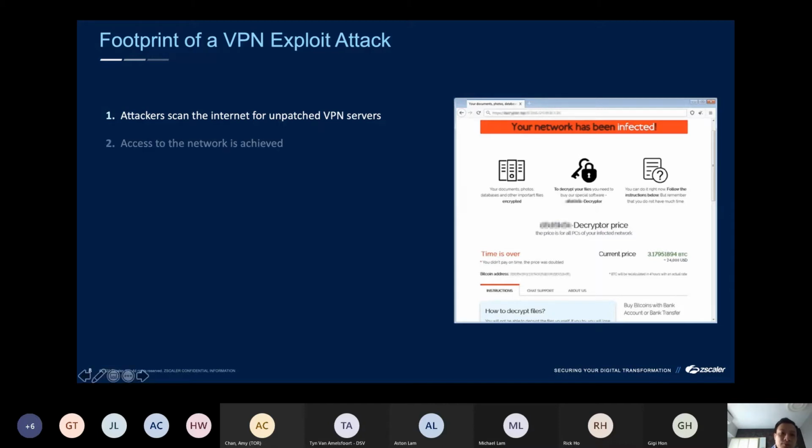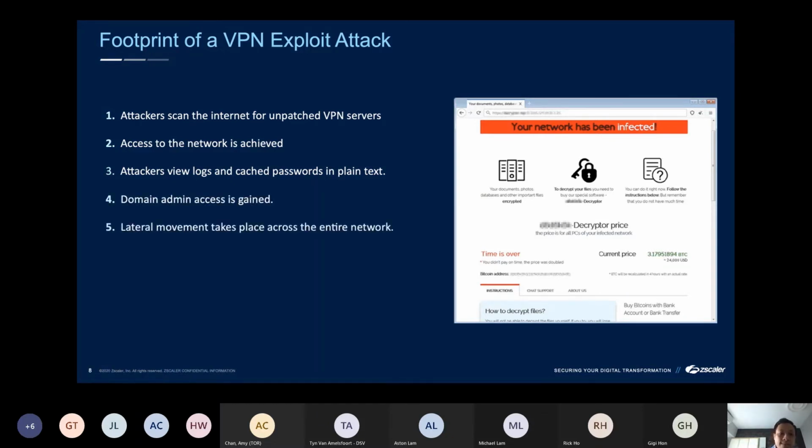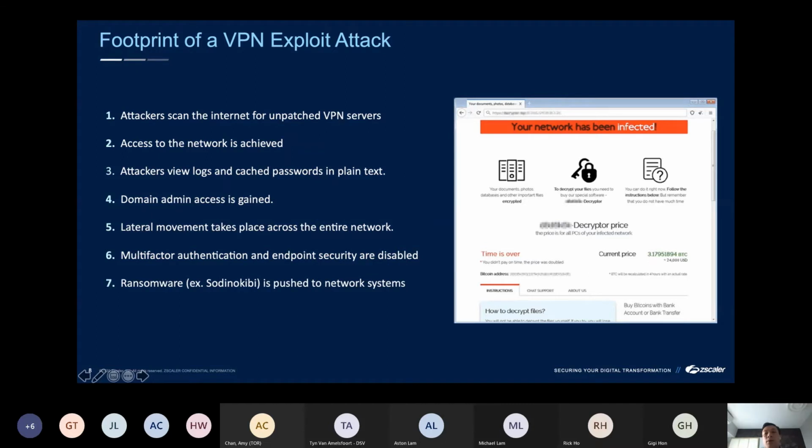Once they find a server, they can try to access the network and see if they can leverage the vulnerability to fetch some log files and cached passwords, or even some config files available from the VPN servers without any login. And then they can probably get high privilege access and move around the network, and also try to disable MFA or other endpoint security checks or endpoint posture checks. And finally, they will probably try to deploy ransomware at the enterprise level.